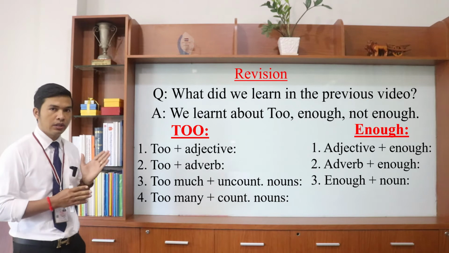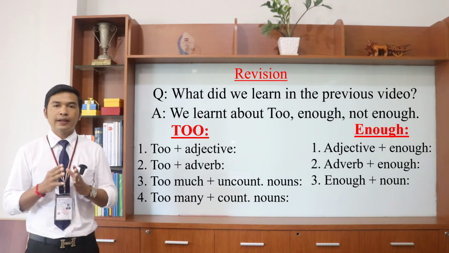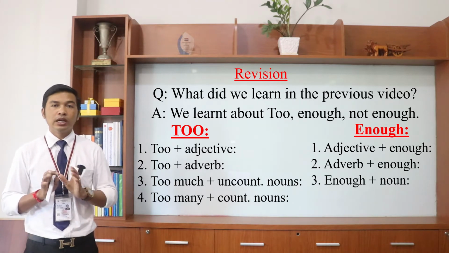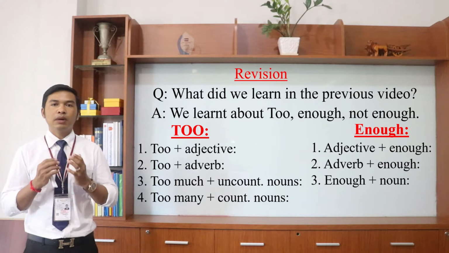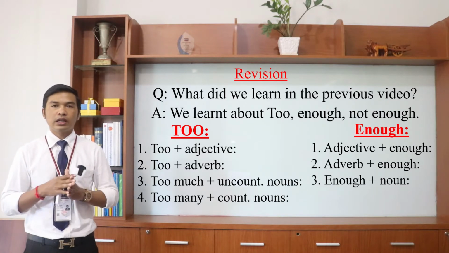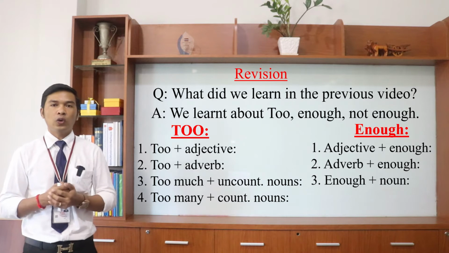Right, let's go with me on the board. What did you learn in the last video? As I remember, in the last video, you learned about the grammar of too and enough. There are 7 rules among too and enough: 4 rules for too and 3 rules for enough. Right, so I hope everybody remembers the rules in order to do your quiz, exercises and homework. If you do not remember the rules, it's hard for you to do the exercises, especially the quiz and homework.